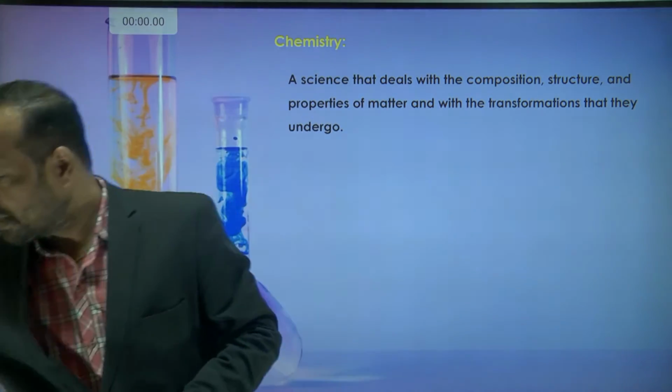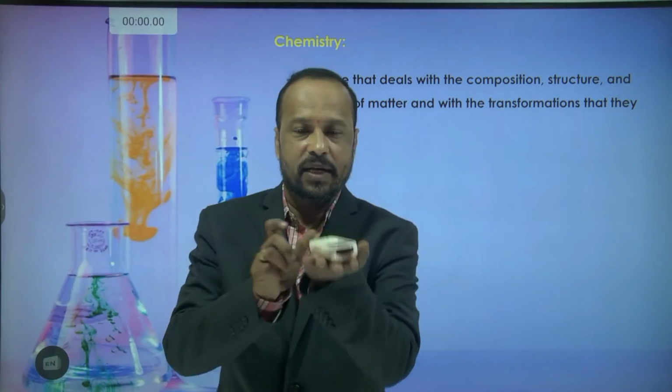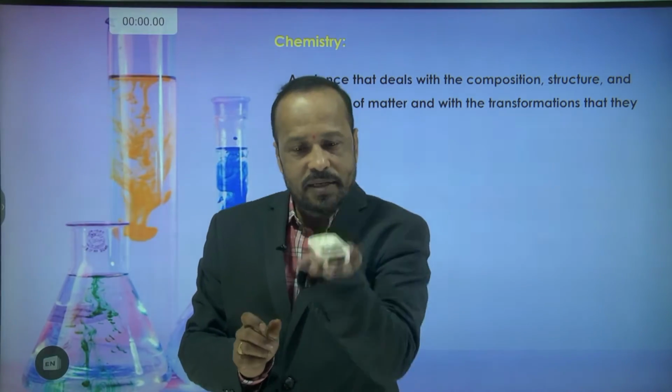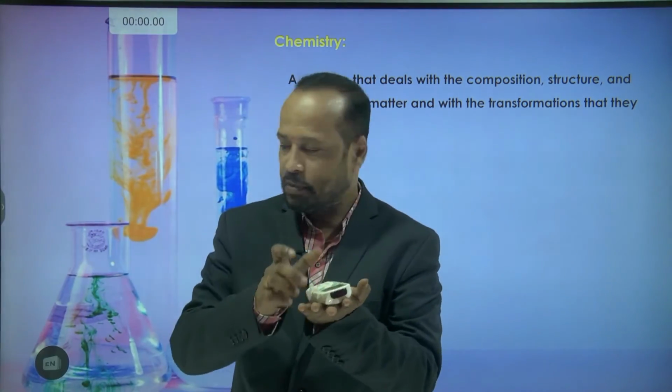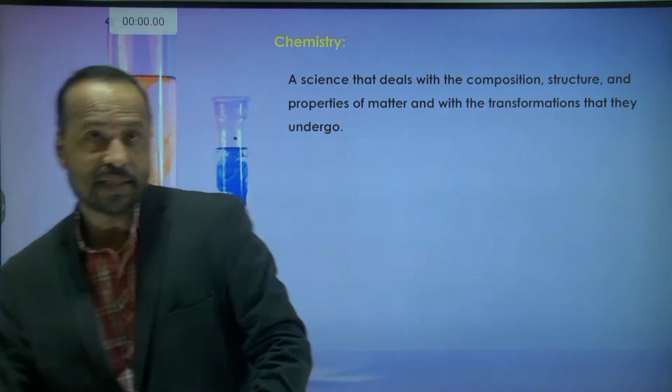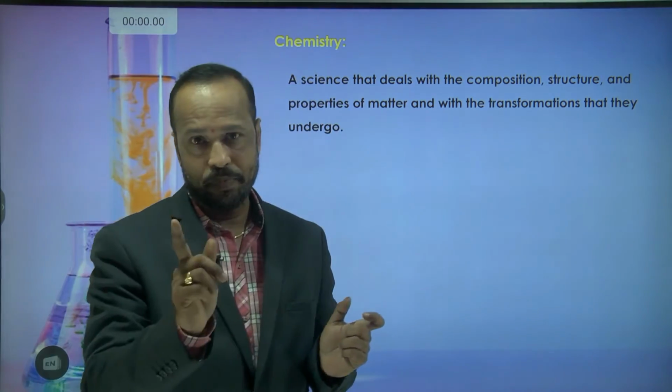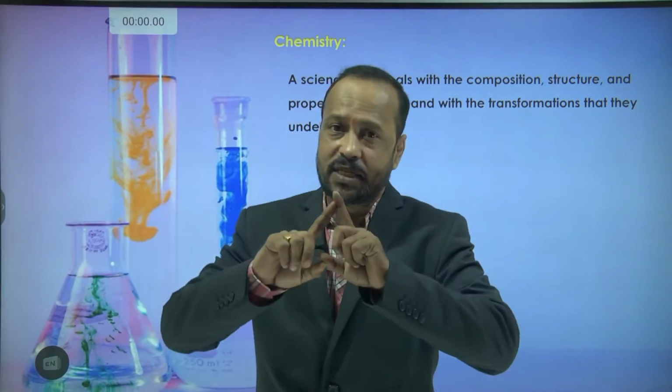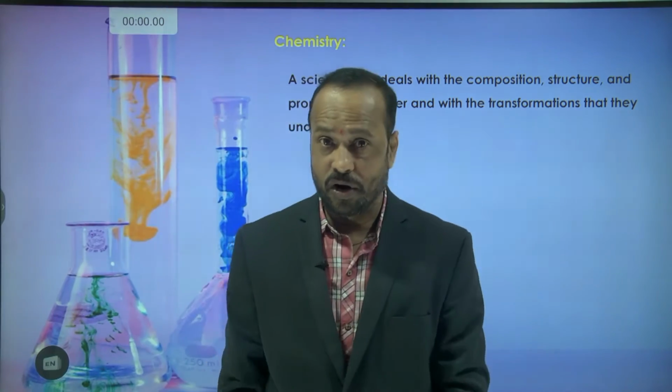For example, here I take some remote. Does this remote come under matter? Yes, because it has mass and it's occupying some space. So dear students, once you look around you, whatever you see, all these things, whether that comes under the matter or not.